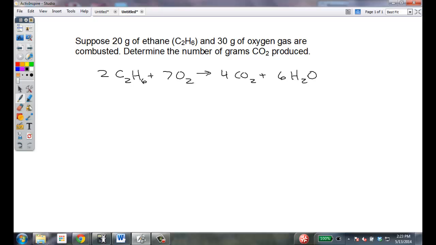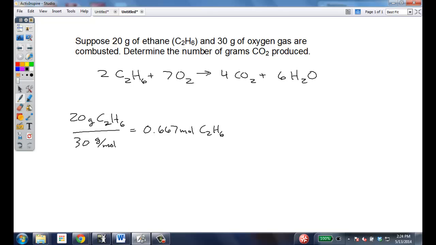So the mass that they gave us of the ethane and the oxygen gas needs to be converted to moles before we do anything else. Now, by now, you should be pretty comfortable with this calculation. A lot of people do it as dimensional analysis, but once you get the hang of it, you just realize that when you're going from grams to moles, you're simply just dividing by the molar mass. In the case of ethane, it's approximately 30 grams per mole. So that gives me about 0.667 moles of ethane. And I do the same thing for the oxygen as well.